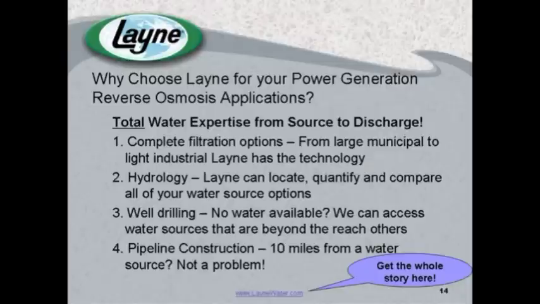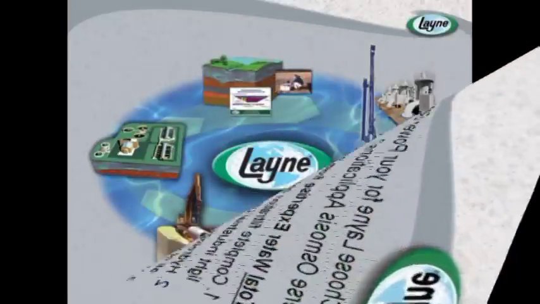Hydrology. Evaluating the incoming water streams, locating new water streams for you. Lane has that down pat, has been doing it for close to 100 years. Well drilling. You need a new source of water? We've located that source for you. Now we can drill the wells and put in the piping infrastructure to bring that 50 feet to 500 miles, whatever the job, no job too big or too small.